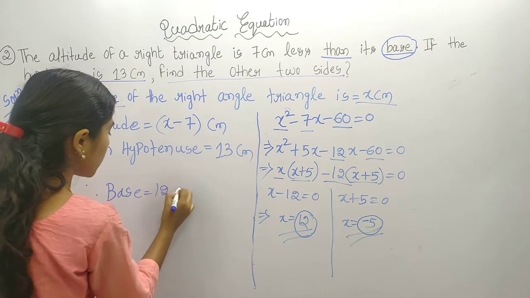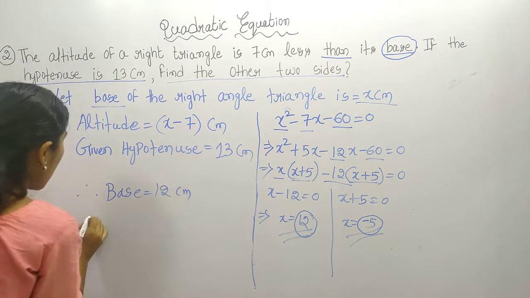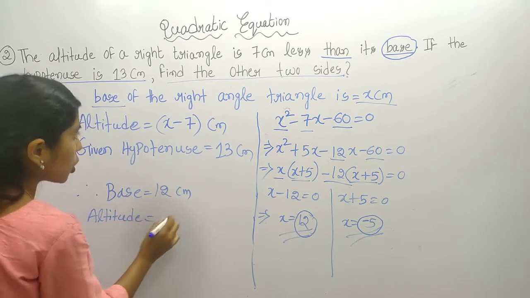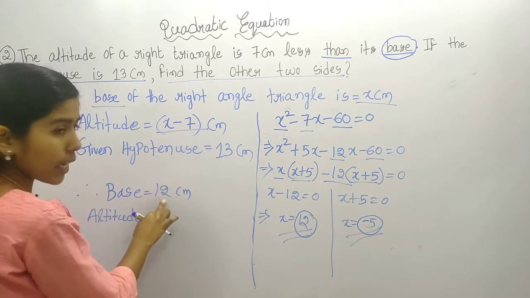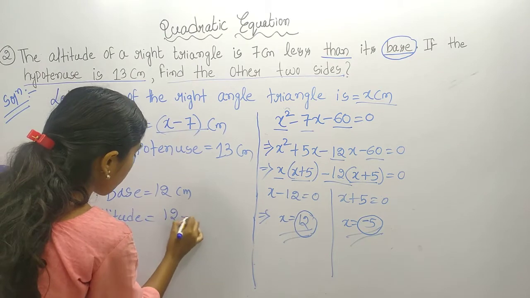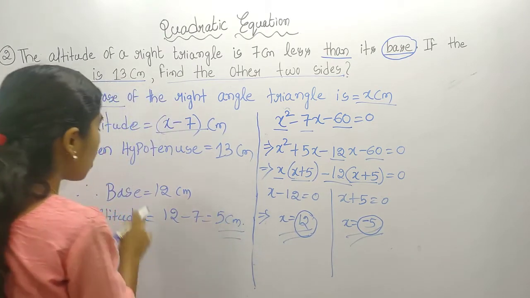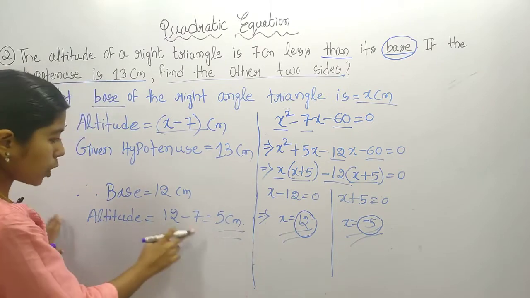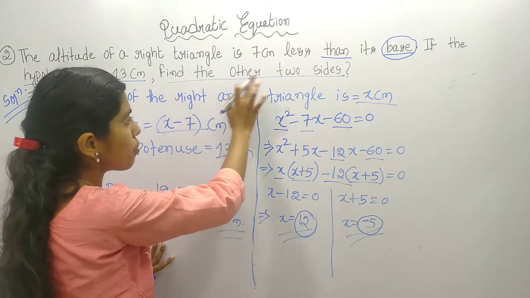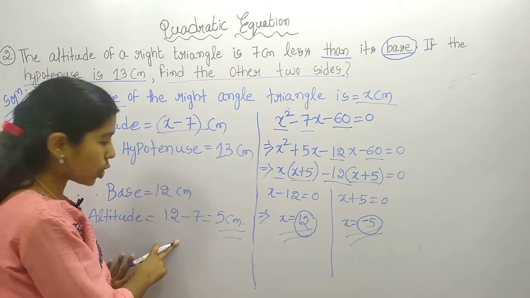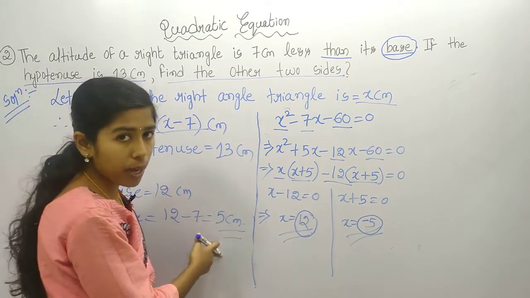So, 12 cm. Again altitude equals how much? x minus 7. Here x is 12. So, 12 minus 7 equals 5 cm. So, here base is 12 cm and altitude is 5 cm. Here it is given, find the other two sides. So, the other two sides are base and altitude. Those are 12 cm and 5 cm. Okay.